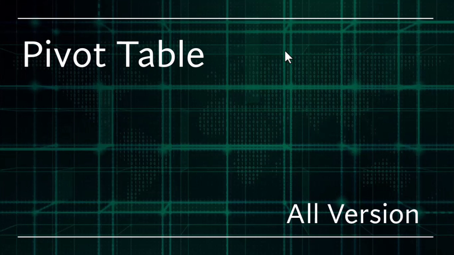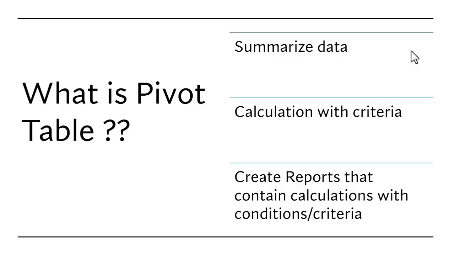The pivot table is one of the most used features in Excel. The general question that comes up for many people is: what is a pivot table? You can name the pivot table in any one of these bullet points. You can call it summarizing data, or calculation with criteria. And if I want to elaborate, I call it creating a report that contains calculation with conditions or criteria.